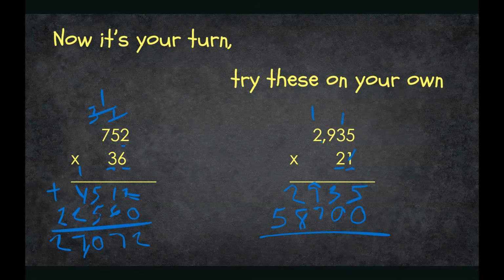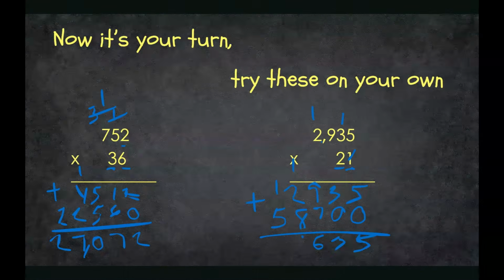And then just add all those up. So 5 plus 0 is 5. 3 plus 0 is 3. 9 plus 7 is 16. 8 plus 2 is 10. Plus 1, that makes 11. And then 5 plus 1 is 6. So you should have gotten a product of 61,635.